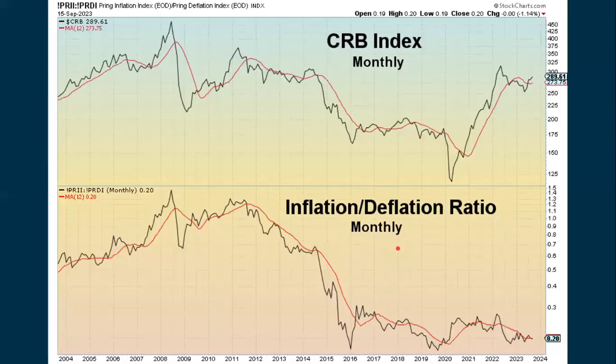We also keep an eye on inflation. We look at the CRB index, and this is a monthly chart where it's switching back to an uptrend. We compare that with a ratio down below between inflationary areas and deflationary areas, and this is continuing to fall, suggesting that even though the CRB index is doing better, it's not really the inflationary areas that are picking up and taking over, at least yet.